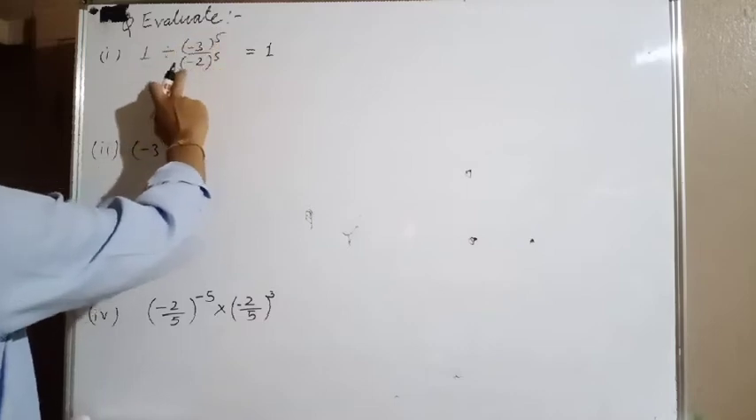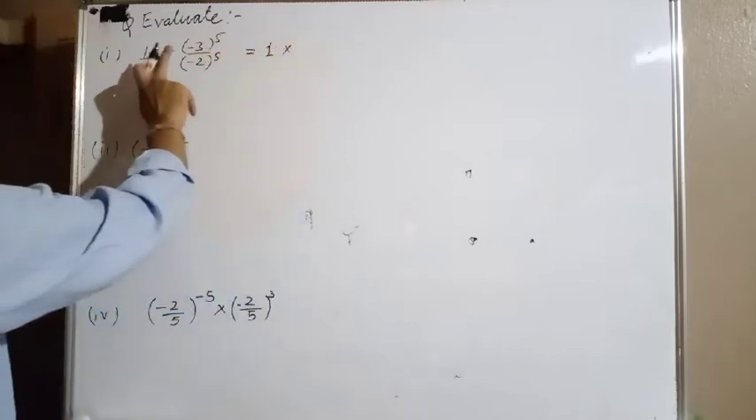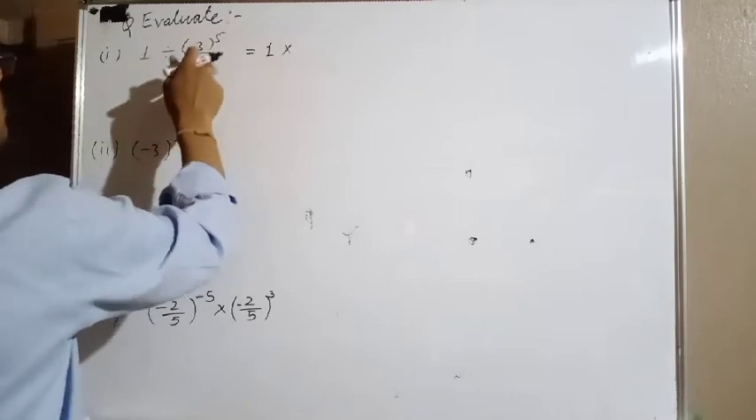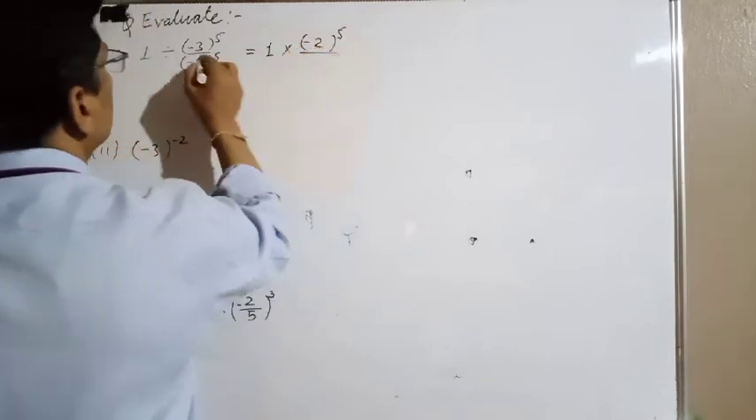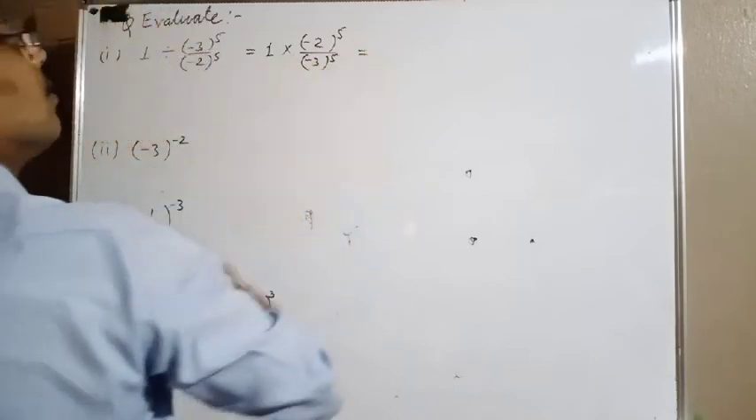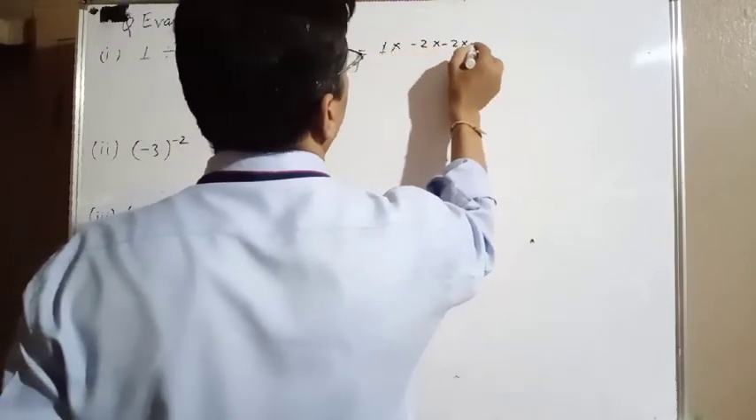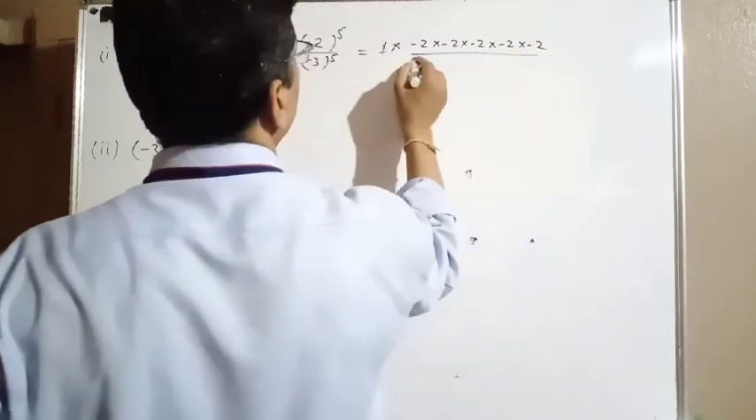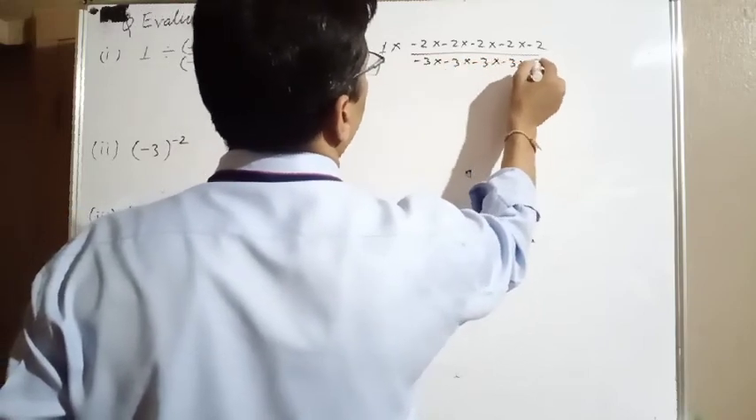Minus 3 power 5 upon minus 2 power 5 becomes, here first we have to write division as multiplication. And what is the reciprocal of this? The reciprocal of this will be minus 2 to the power 5 upon 3 to the power 5. And how many times can you write it now? 5 times: 1 into minus 2 into minus 2 into minus 2 into minus 2 into minus 2 upon minus 3 into minus 3 into minus 3 into minus 3 into minus 3.